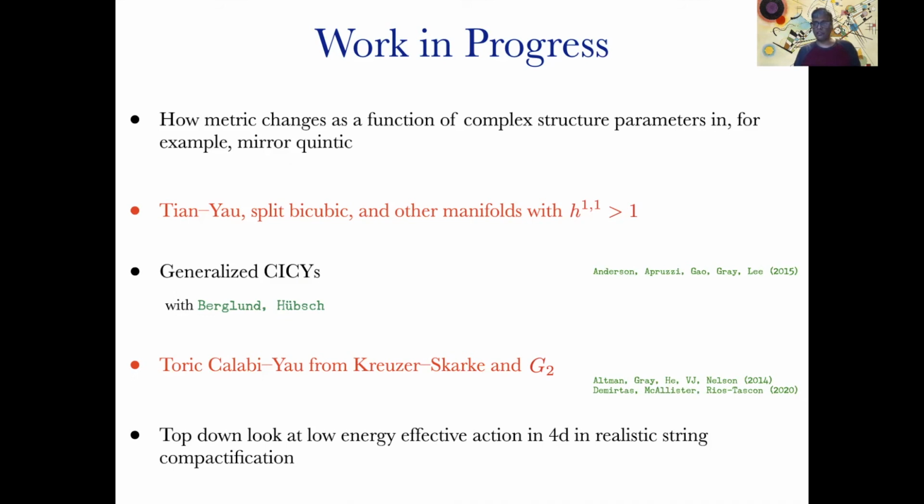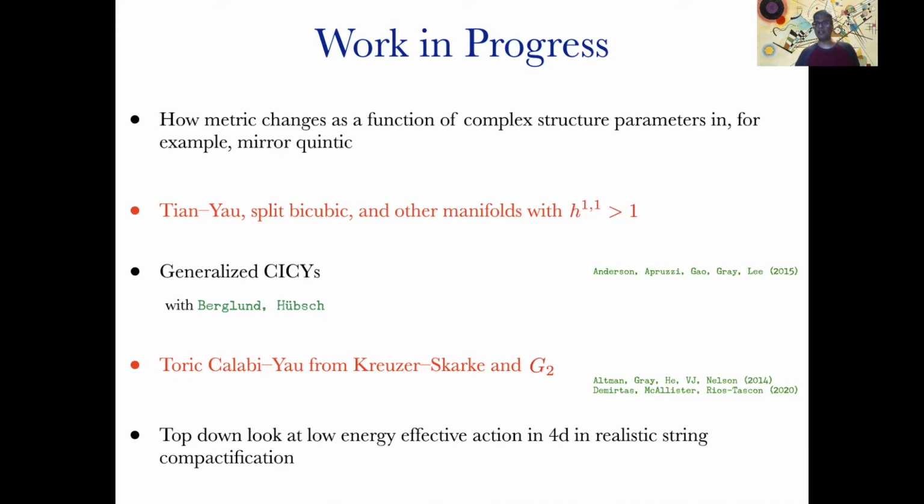With Per Berglund and Tristan Hübsch, we're looking at generalized complete intersection Calabi-Yaus of the type introduced by Anderson, Apruzzi, Gao, Gray, and Lee. With Altman, Gray, He, and Nelson, we took the Kreuzer-Skarke database of reflexive polytopes and triangulated these polytopes for manifolds at h11 less than or equal to 6. We have a database of Calabi-Yaus.